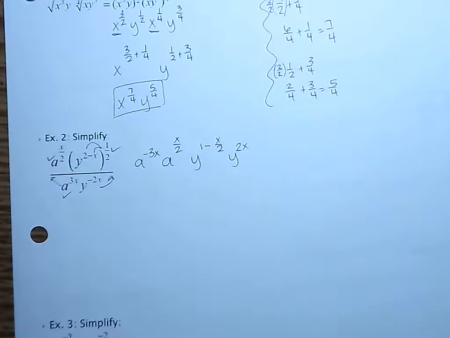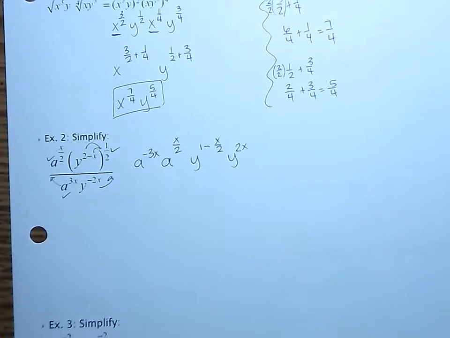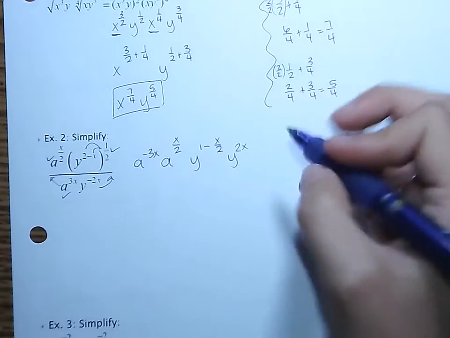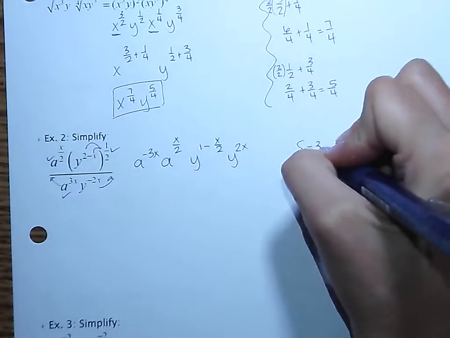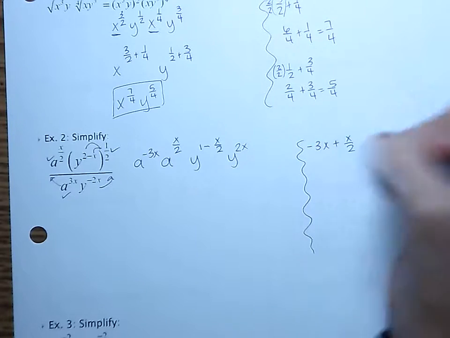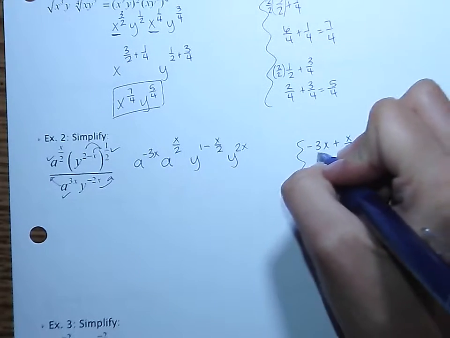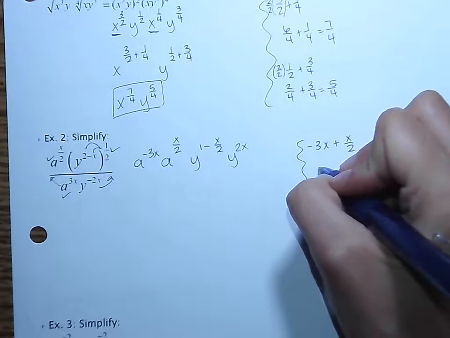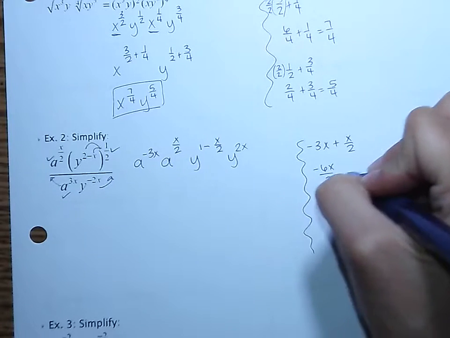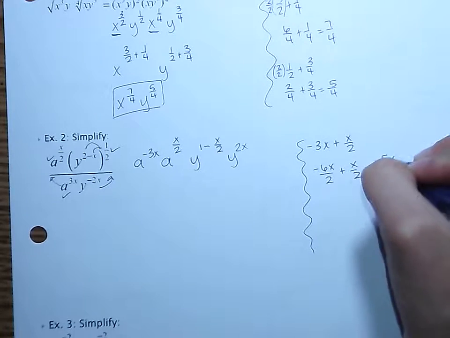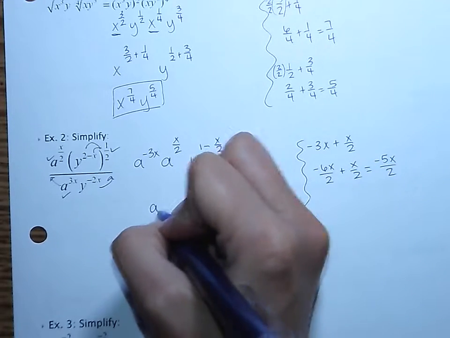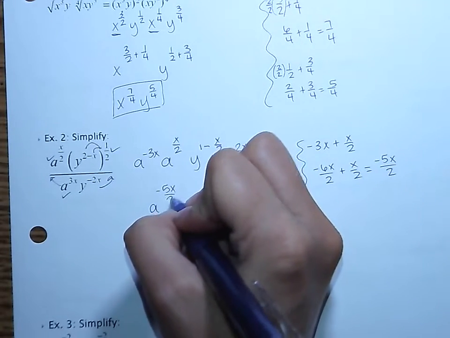Now, this is very similar to the last problem in that we only have two variables. We just need to combine them. Again, I need to show my scratch work over here. Negative 3x plus x over 2. Well, this needs to be over 2 as well, so I'm going to multiply it. So it's negative 6x over 2 plus x over 2. That gives me negative 5x over 2. So a is to the negative 5x over 2.